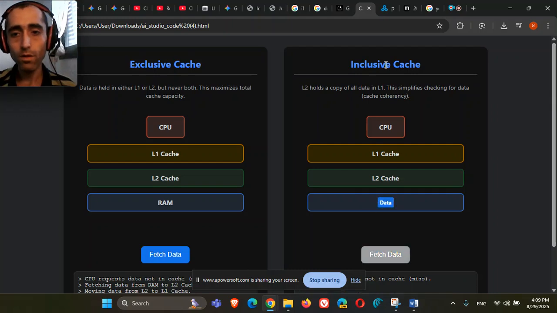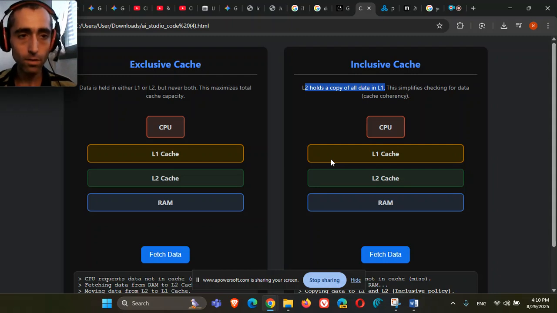And if we run the inclusive cache animation, you see that the data is spread and L2 holds a copy of all data from L1. Sometimes we have L3, so L3 will have all the data from L2, which includes the data from L1. So this is the difference between exclusive cache and inclusive cache policies.